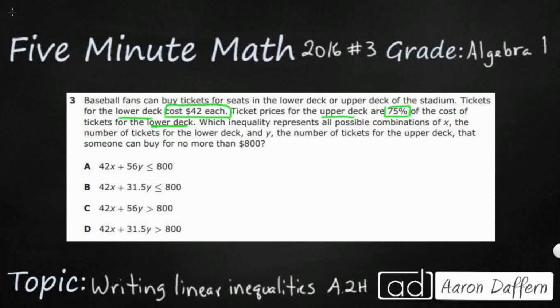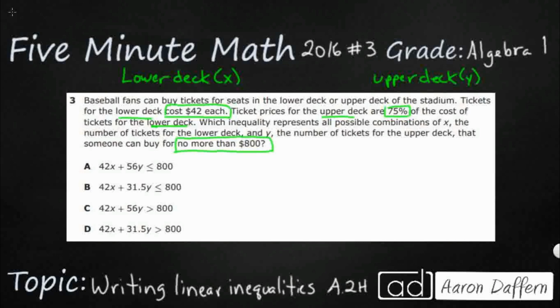My lower deck is going to be x. That's my x, and then the upper deck is going to be my y. And no more than 800. So that's why we see all the 800s in our answer selections. We'll deal with that in a second.